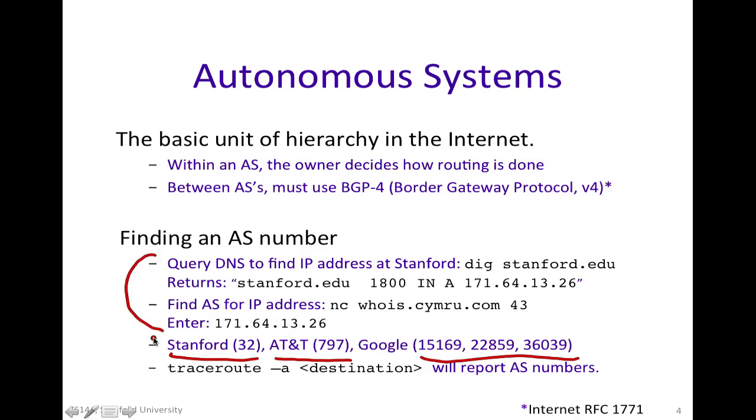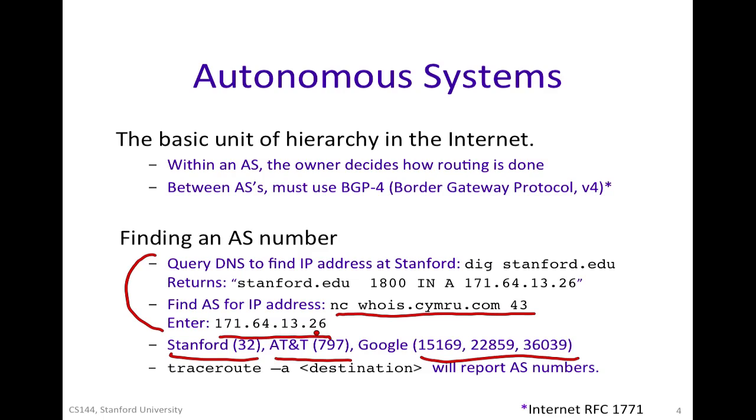And that is to query using netcat, NC. If you perform this, it's essentially going to this particular whois provider and then entering a particular IP address, and it will tell you the autonomous system that that IP address belongs to.